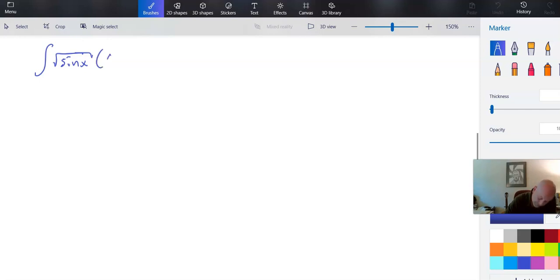Times cosine to the 3rd x dx. And the only reason I put the parentheses was so that you could tell it was not inside the square root with the sine. Okay. So again, we're in this position. We know that cosine is the derivative of sine, and negative sine is the derivative of cosine. But we have a problem.